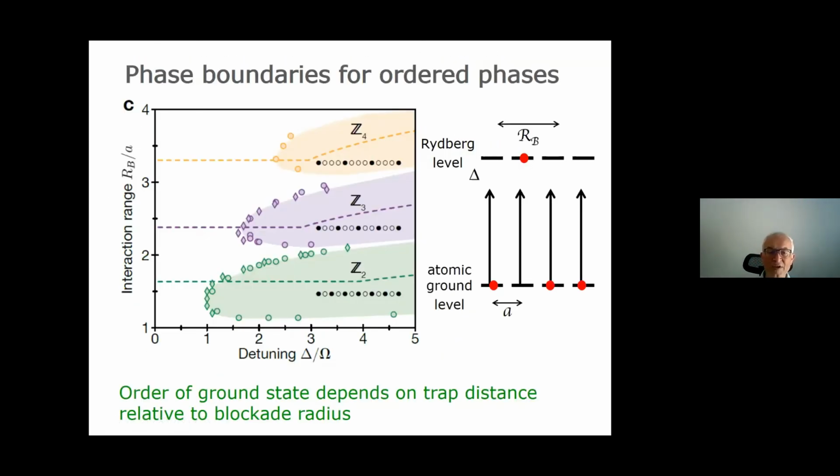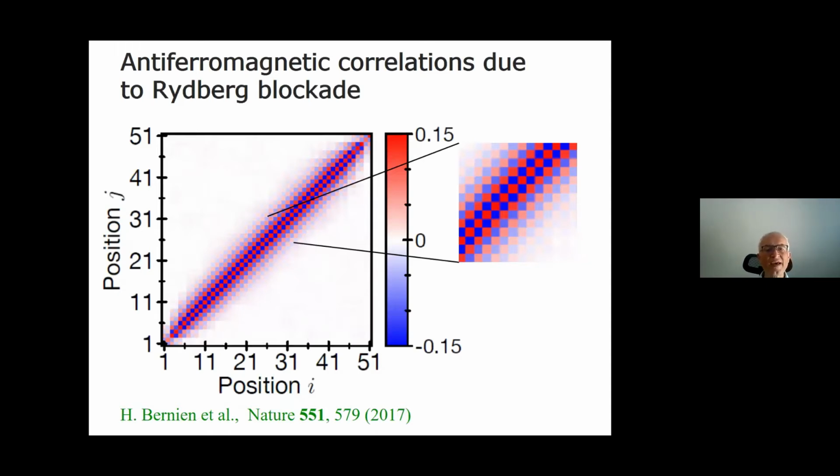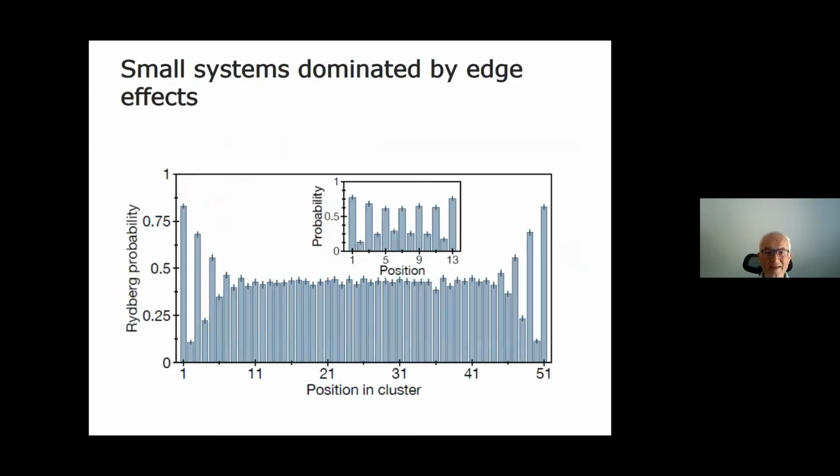And so we can also look at the correlations between the atoms. Basically the correlations between atom I and atom J as a function of distance between them, where red means they are positively correlated, blue means they are negatively correlated. And then we see this characteristic antiferromagnetic correlation pattern, the Z2 order, where every second atom is excited. And in these early experiments, we already had correlation lengths, not across the whole crystal, but of maybe 5 or 6, around 6 lattice sites.